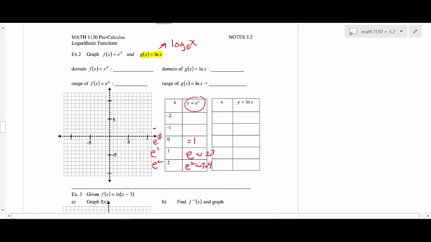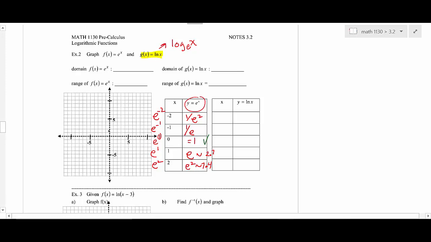Okay, if you go to the next one, e to the negative 1 would just be 1 over e to the first. And then finally, e to the negative 2 is going to be 1 over e squared. Okay, so what we're going to do is plot those points, and then we'll work on the logarithm. All right, let's plot them all.